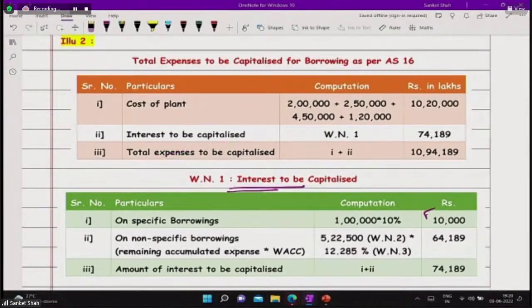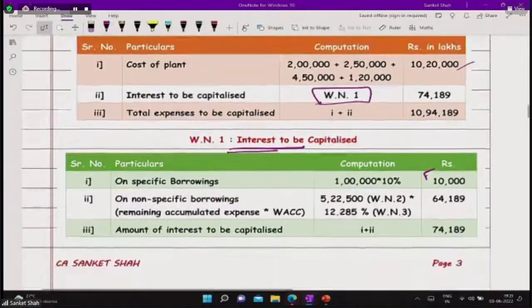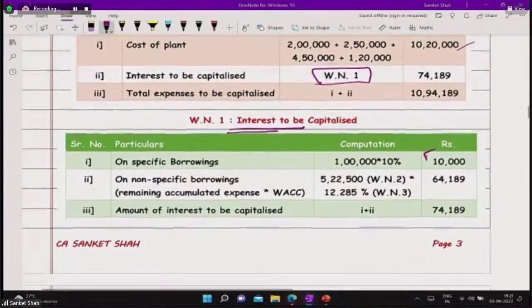बेटा देखो, कॉस्ट ऑफ प्लांट की टोटल मैंने ले ली, 10,20,000. अभी 10,20,000 लेने के बाद उसमें हमें इंटरेस्ट ऐड करना है. तो आपको एग्जाम में ऐसा वर्किंग नोट 1 डाल देना है. वर्किंग नोट 1 डालने के बाद ये आंसर तो बाद में आएगा, टोटल एक्सपेंस टू बी कैपिटलाइज.